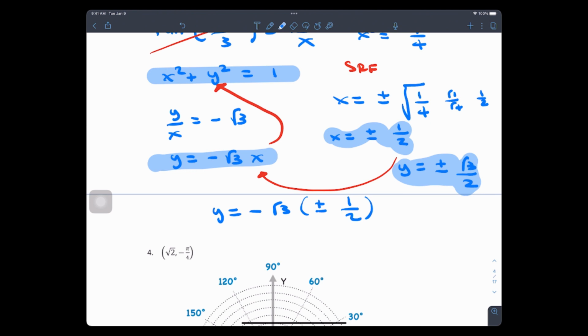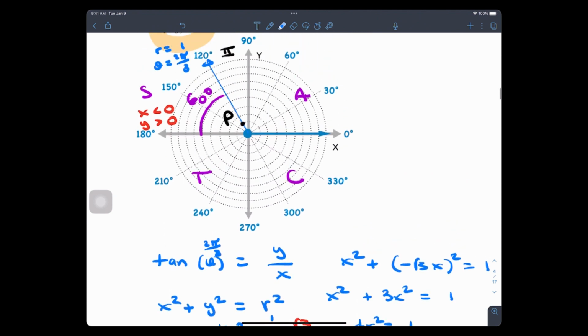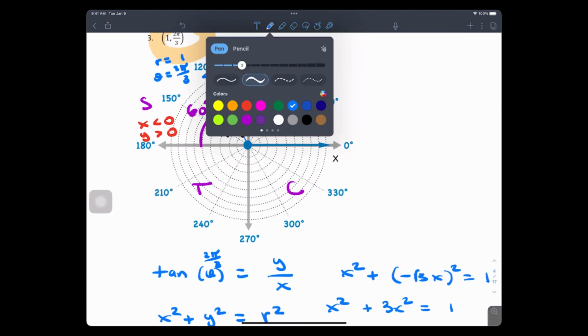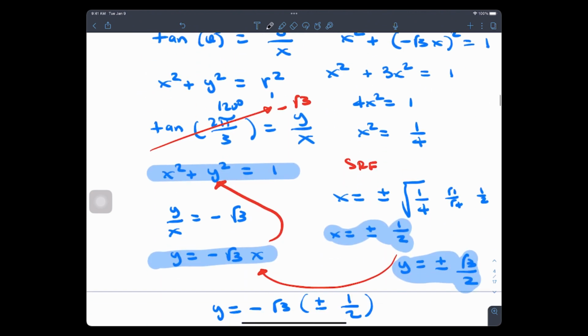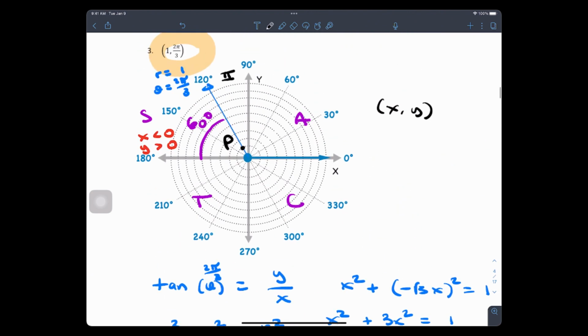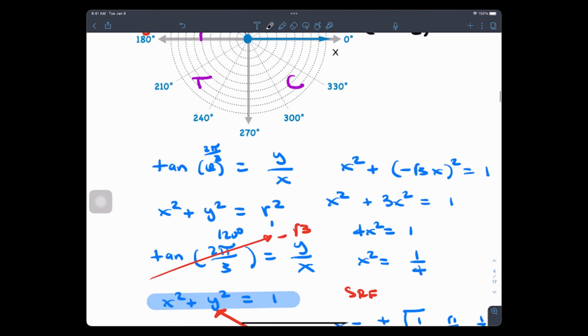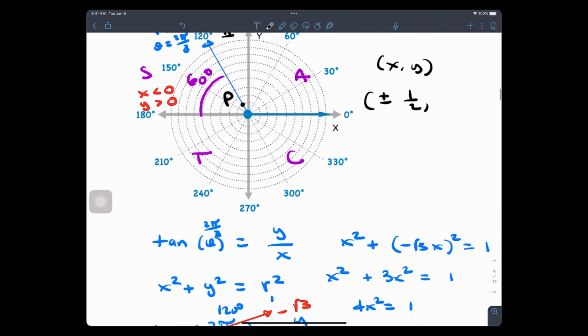So here's your x and y values, and let's write it together here, right? So you say x and y, what is that? Plus or minus 1/2. And then this is plus or minus square root of 3 over 2.